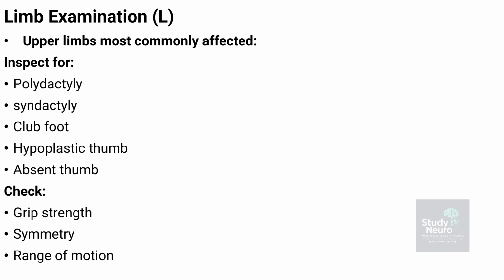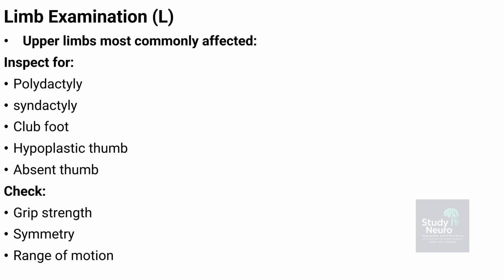Although less frequent, also inspect the lower limbs for deformities such as clubfoot, which may reflect neuromuscular involvement or associated spinal anomalies. Next, assess functional integrity. Evaluate grip strength, comparing both sides for symmetry, and observe for any weakness that may suggest peripheral nerve or central motor pathway involvement.